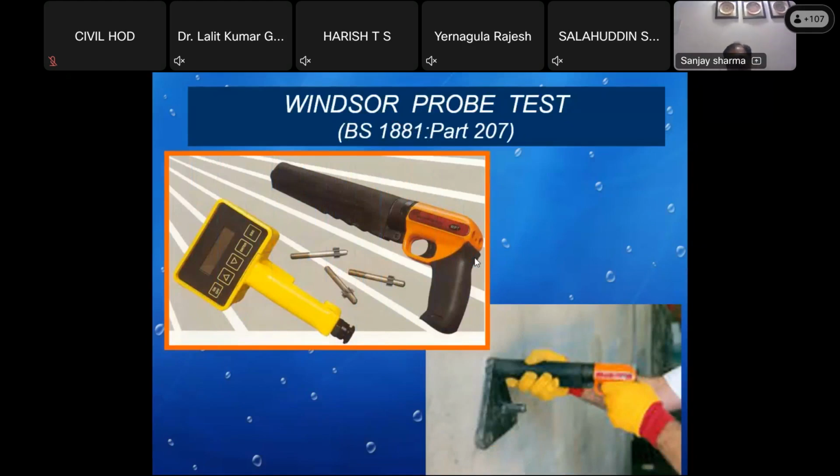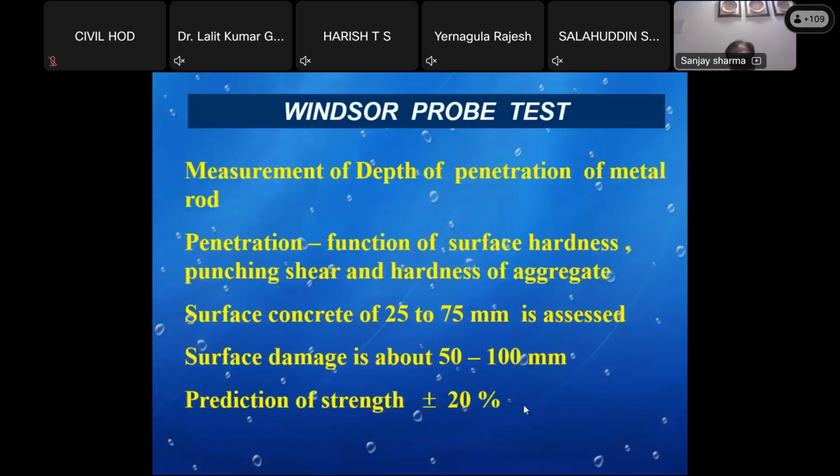This is another surface hardness method, in which we fire bullets through this gun and fix them on this surface. When we fire, it penetrates depending on the hardness of the surface. That value is what we call the hardness of the surface. Again, the prediction is at plus minus 20%.